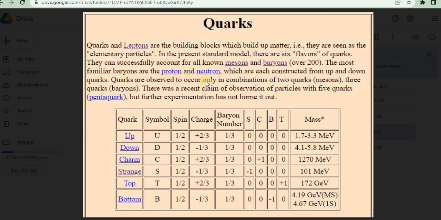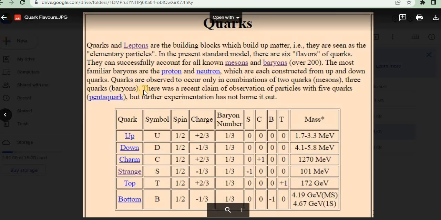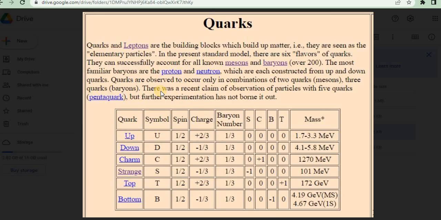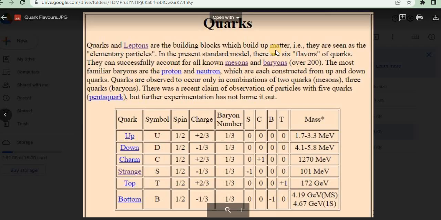Quarks are observed to occur only in combinations of 2 quarks, those are the mesons, or 3 quarks, which are baryons. We saw this in the chart earlier in the previous slide. There is a certain claim of observation of particles with 5 quarks, pentaquarks, but further experimentation has not borne it out. So you should know for now only the mesons and baryons, which are the hadrons.